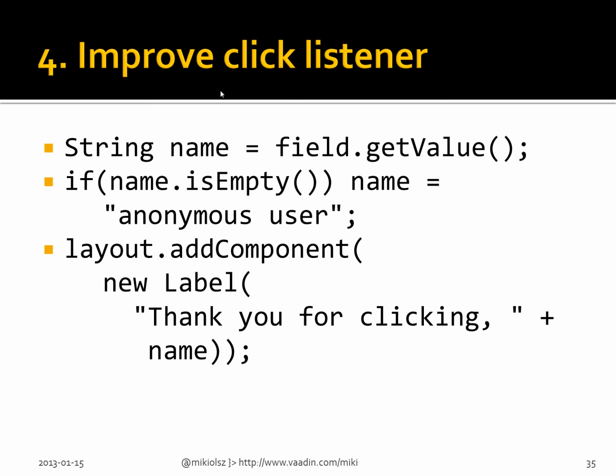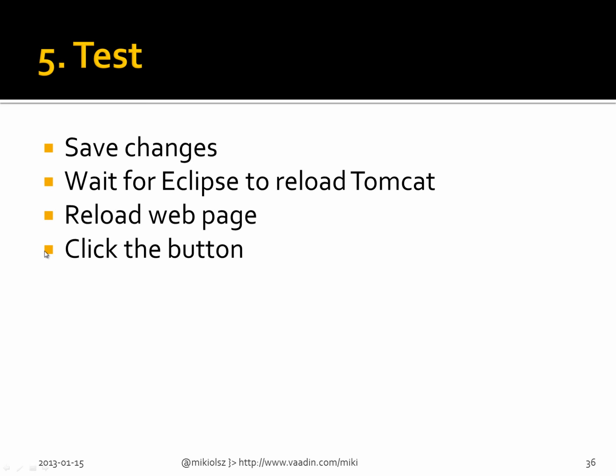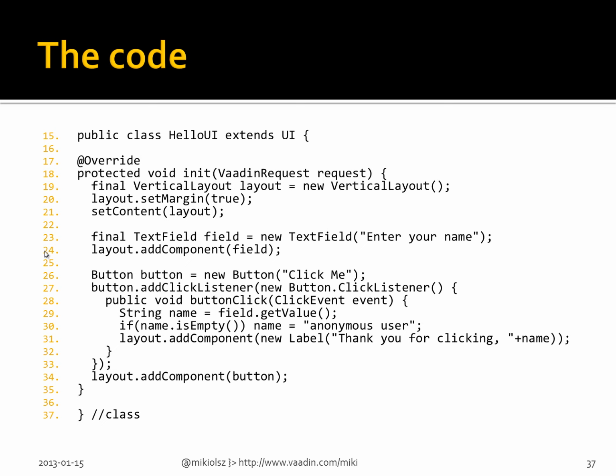So we get the name. Since it's a string, we can check if it's empty or not. If it is, we can replace the name of the user with anonymous user so that the final label will look a little better. We can of course test that. And this is how it finally looks. So you can see that it looks pretty much like a regular desktop application, as I said before.